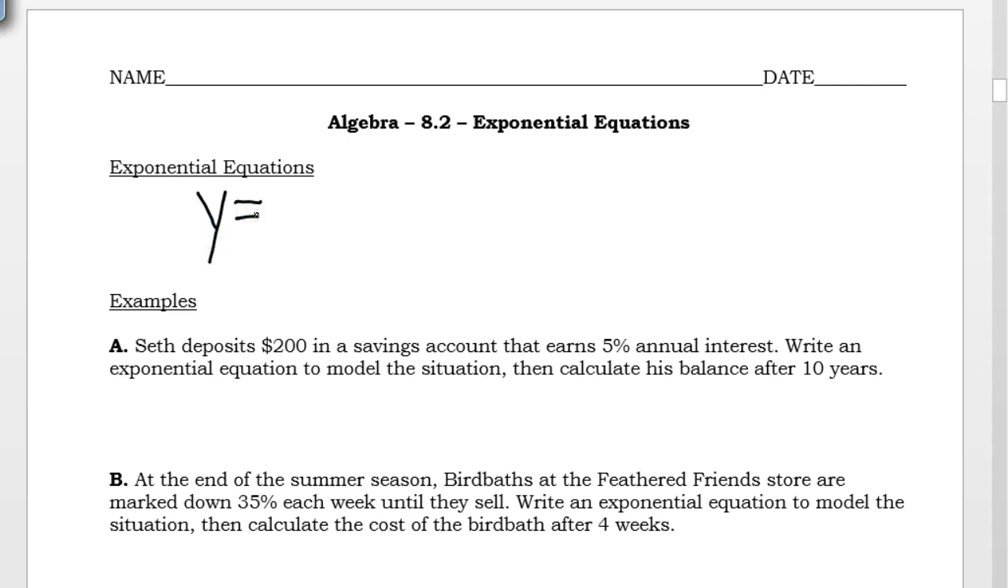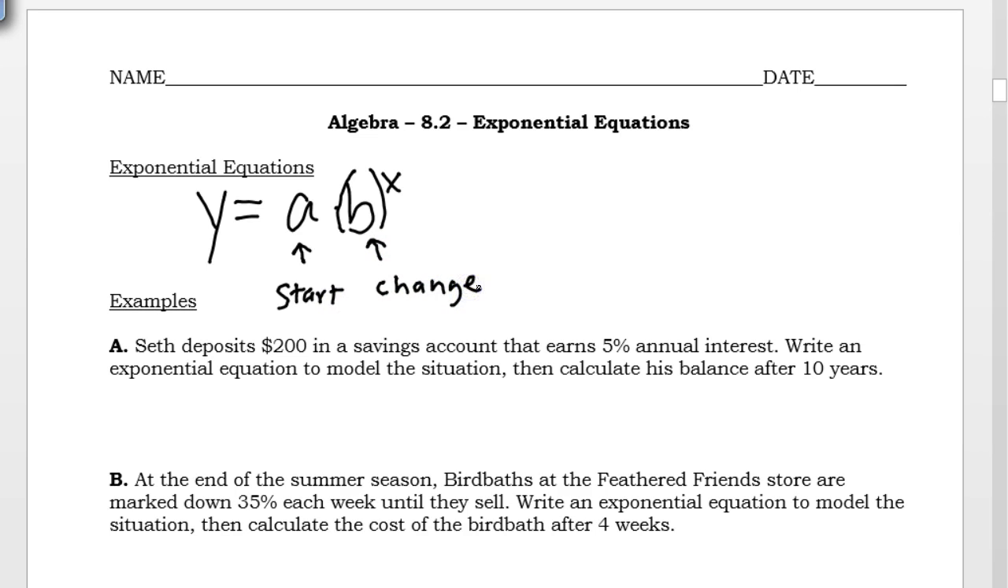So an exponential equation is an equation in the form y equals a times b to the power of x. And actually, I think I'm going to do a times parentheses instead of a times dot, just because sometimes those times dots and the decimal dots get kind of mixed up. But so a times b to the power of x. A is whatever your start was, and b is whatever your change was.